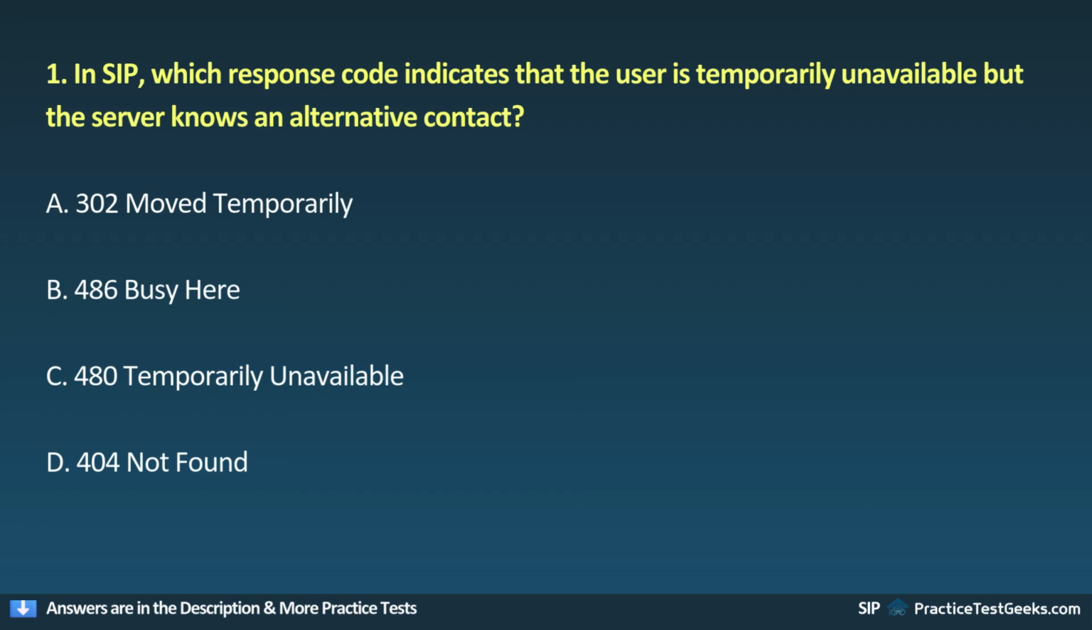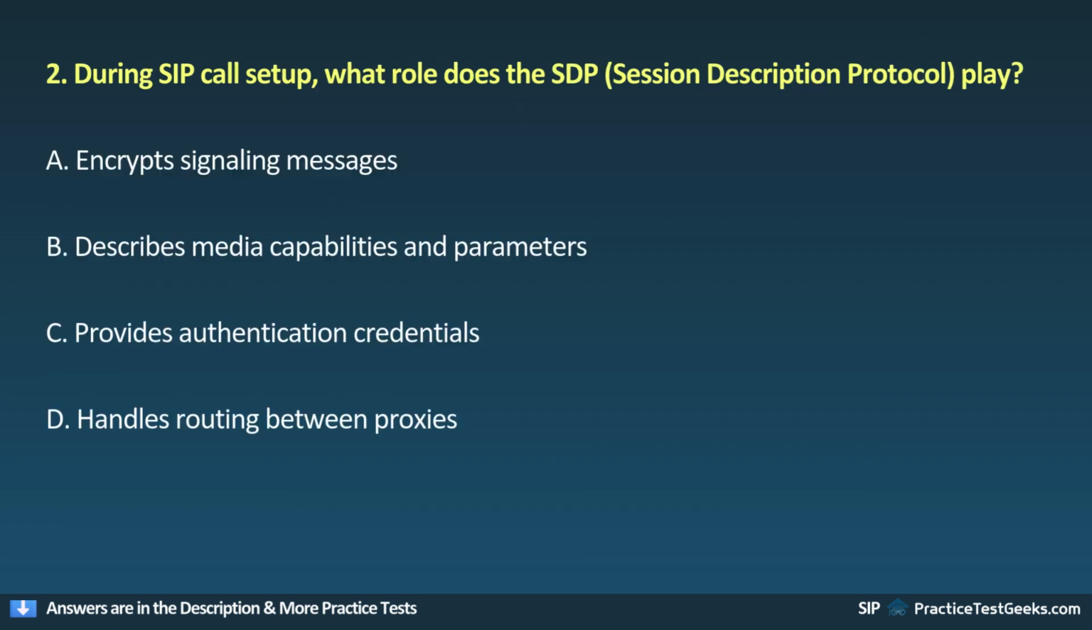1. In SIP, which response code indicates that the user is temporarily unavailable, but the server knows an alternative contact? A. 302 Moved Temporarily. B. 486 Busy Here. C. 480 Temporarily Unavailable. D. 404 Not Found.